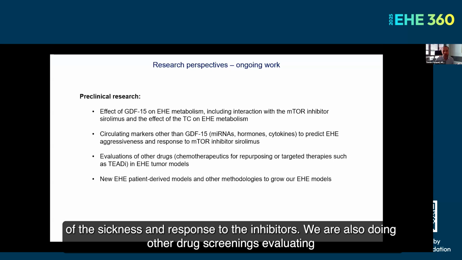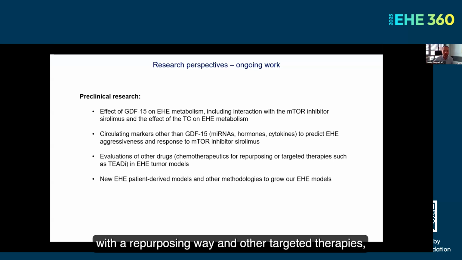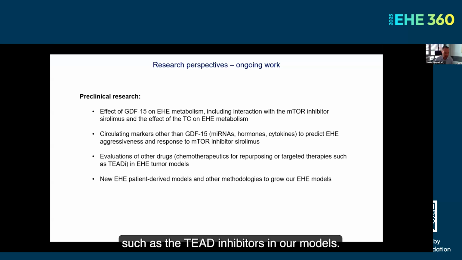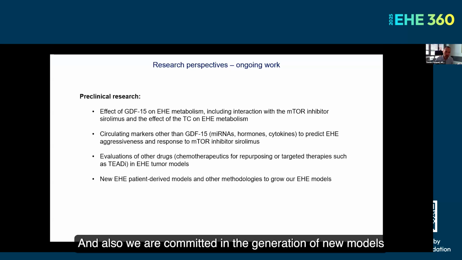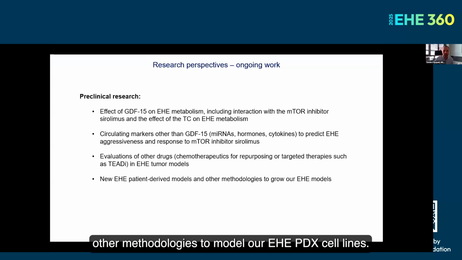We are also doing other drug screenings, evaluating other drugs. Some are traditional chemotherapeutics that might be used straight away in patients with a repurposing aim, and other targeted therapies such as the TEAD inhibitors in our models. And also we are committed to the generation of new models and to using other methodologies to model our EHE PDX and cell lines.